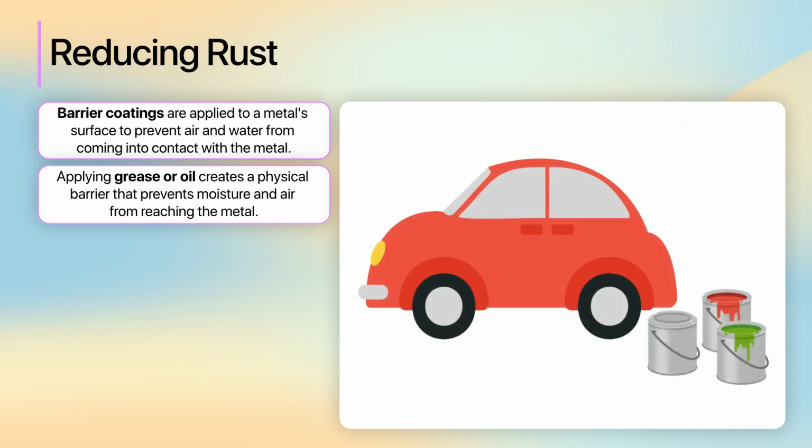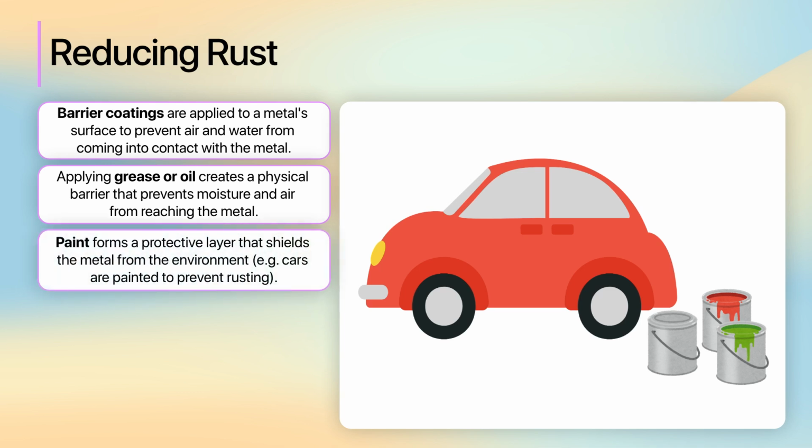Using paint to cover the metal is another common method. Paint forms a protective layer that shields the metal from the environment. For instance, cars are painted to prevent rusting.